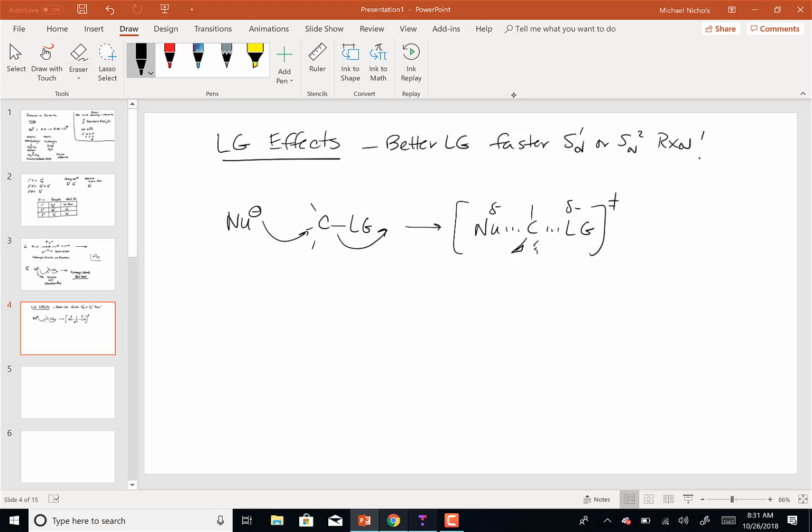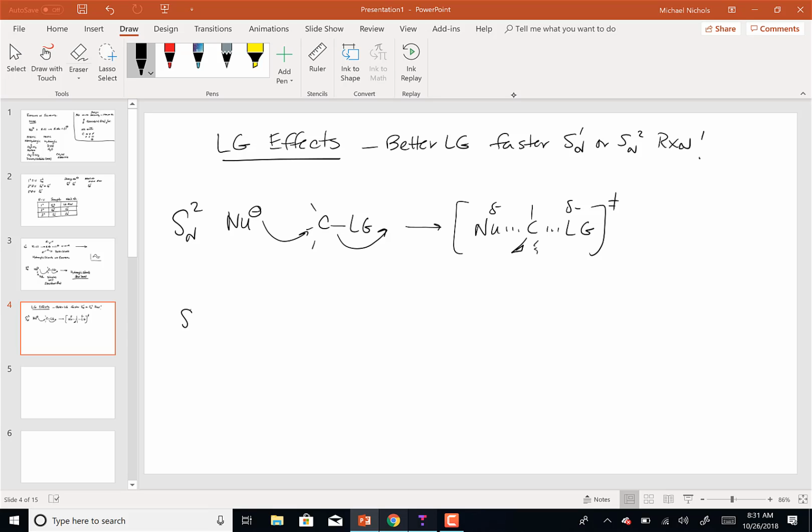So whenever the leaving group is part of the transition state of a rate determining step, it will affect the rate of the reaction. So it's got to be part of the rate determining step. Well, for an SN2 reaction, remember, it's a one-step mechanism, so that is the rate determining step. Is the leaving group in the transition state? Yes. So better leaving group, faster reaction.